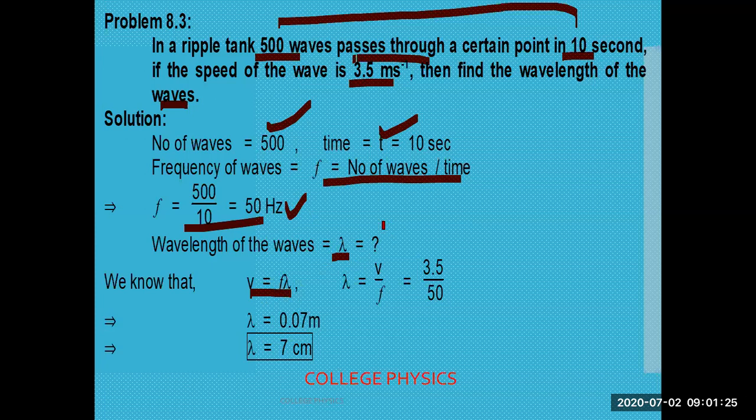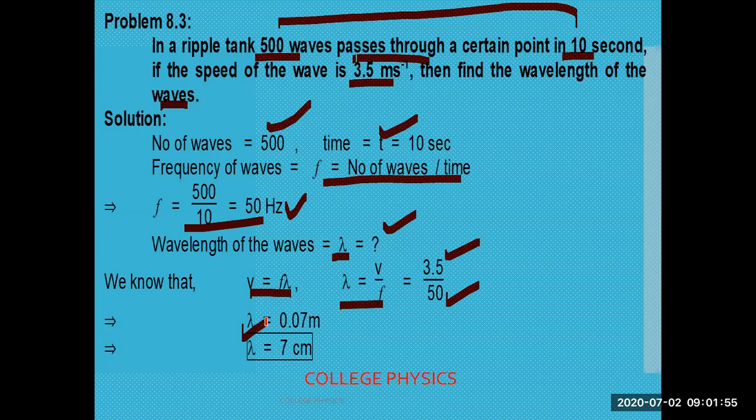So here it is. This is the formula after simplifying for the required quantity: lambda is equal to v divided by f. The speed you already know, that is 3.5 meters per second. The frequency you have calculated by using the given data, that is how many waves are passing in which time. So that's the frequency of the waves. After putting the values in the formula, you have calculated the wavelength of the wave.